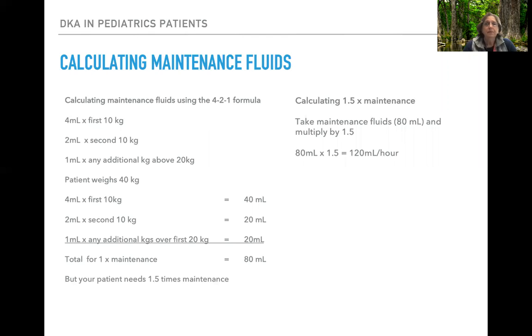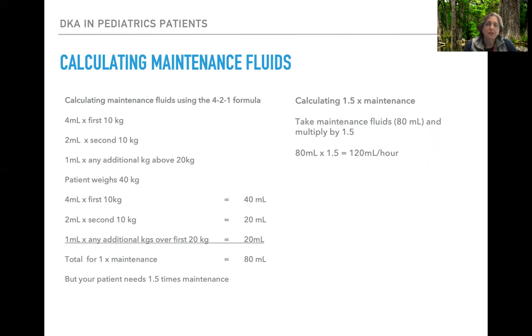All right, so we want to calculate our maintenance fluids. I use the 4-2-1 formula. So it's 4 milliliters times the first 10 kilograms that the patient weighs, 2 milliliters times the second 10 kilograms that the patient weighs, and then 1 milliliter after that additional 20 kilograms. So any additional kilograms over 20 kilo, you multiply it times 1.